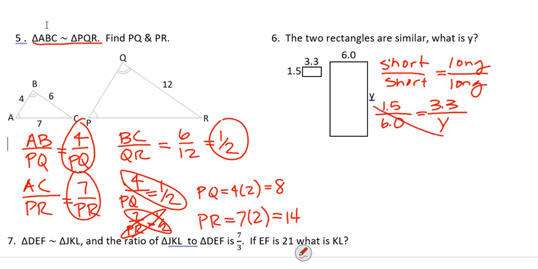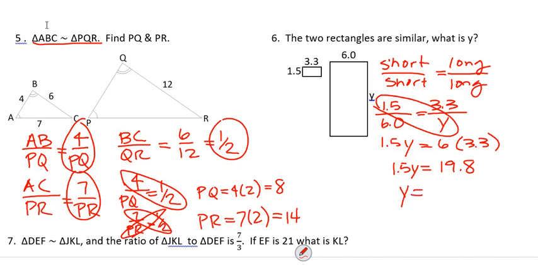So here again, we're going to cross multiply. So this is going to be 1.5y is equal to 6 times 3.3. So 1.5y is equal to 19.8. Going to divide 19.8 by 1.5. So y is going to be equal to 13.2.